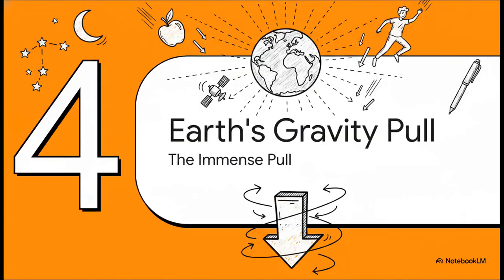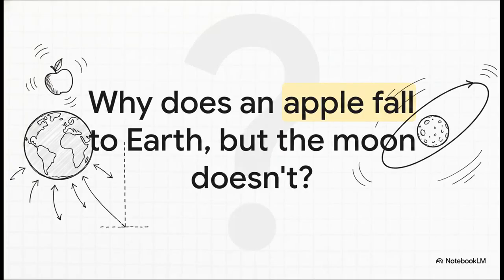Let's transition to section 4, Earth's gravitational pull. We know the Earth attracts every object near it. And since the Earth's center of mass is right at its core, this gravitational force is always directed vertically downwards. But this leads us to a very famous paradox.